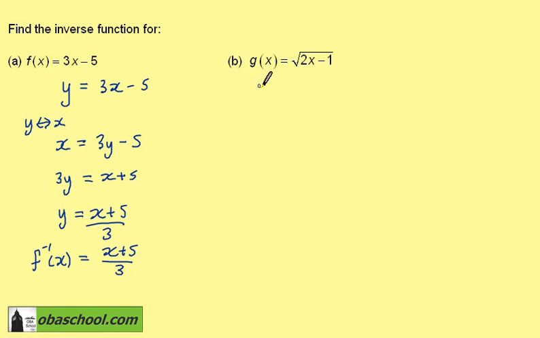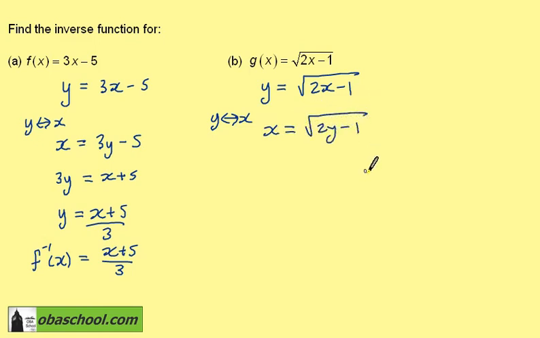Now consider this example. Approach it in the same way. y is the square root of 2x minus 1. Interchange x and y. So x is equal to the square root of 2y minus 1.